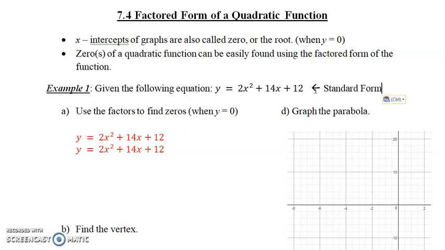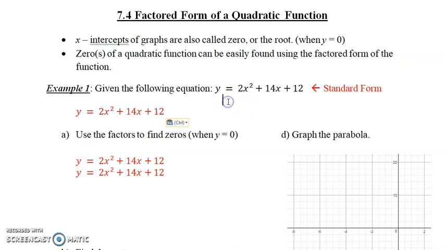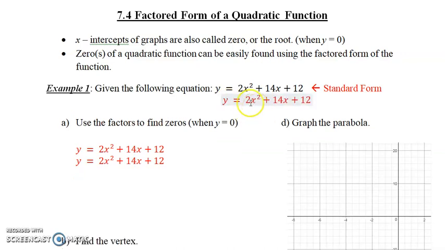Okay. So remember, this is the standard form here. Standard form is when we have the equation in y equals ax² plus bx plus c. So a would be 2 here, b would be 14, and c would be 12. So we're going to do the factoring method here today. So the first one here, we'll factor out 2.